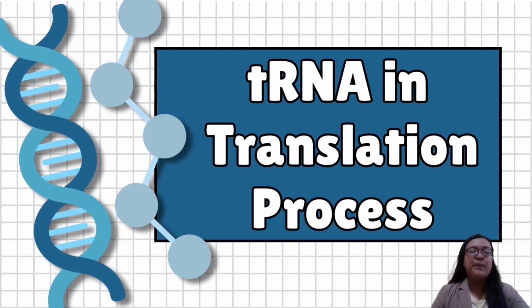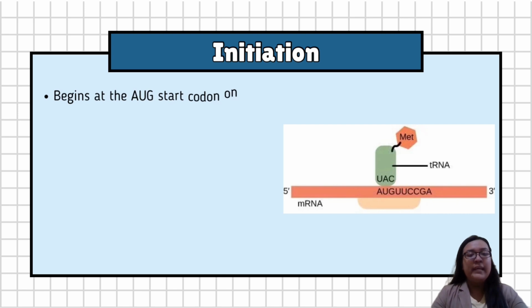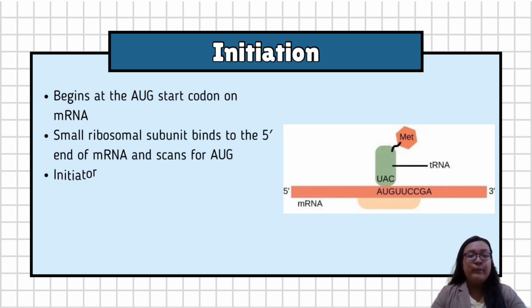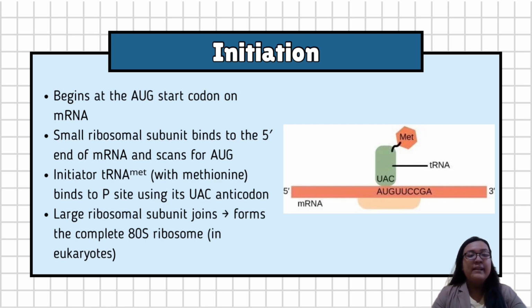Now let us proceed with the process. First would be translation. This occurs in 3 steps: initiation, elongation, and termination. During initiation, translation begins at the AUG start codon on the mRNA. The small ribosomal subunit binds to the 5' end of the mRNA and scans for AUG, and the initiator tRNA, tRNA Met, carrying methionine, binds to the P site of the ribosome, using its UAC anticodon to pair with AUG.